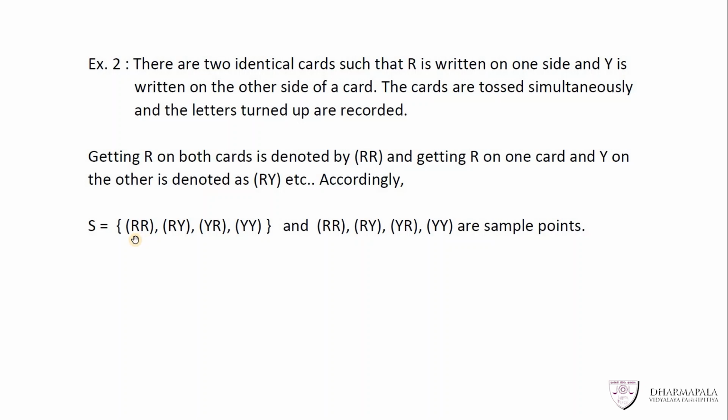RR, so that means R on both cards. RY, that means R on the first card and Y on the second card. YR, that means Y on the first card, R on the second card. YY means Y is on both cards. So you can see these are all the possible outcomes. That means this is the sample space. Each outcome here is a sample point. So RR, RY, YR, YY are sample points.